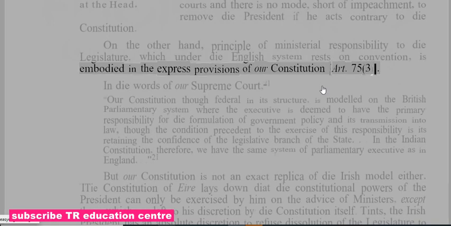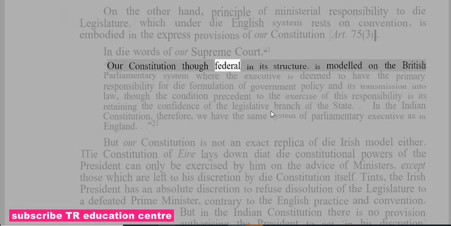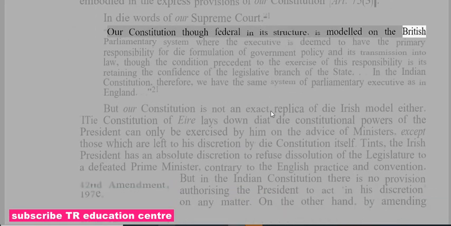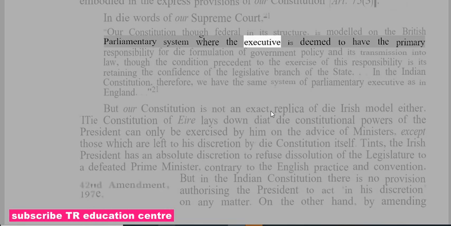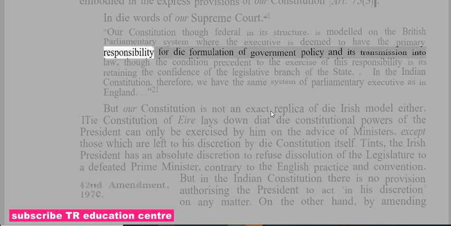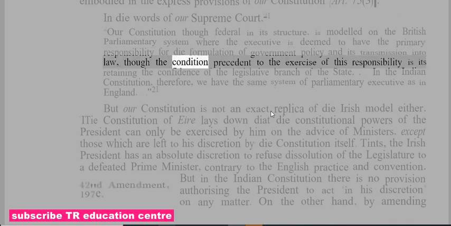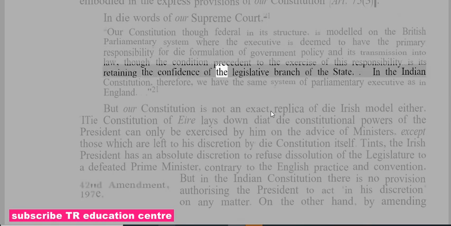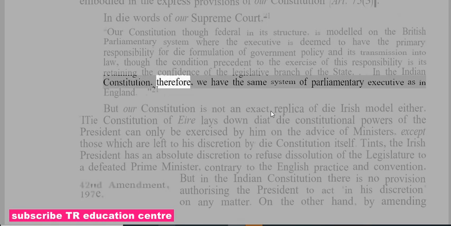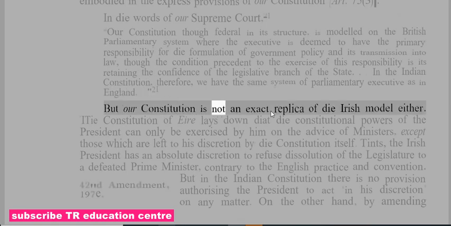In the words of our Supreme Court, our constitution, though federal in its structure, is modelled on the British parliamentary system where the executive is deemed to have the primary responsibility for the formulation of government policy and its transmission into law, though the condition precedent to the exercise of this responsibility is its retaining the confidence of the legislative branch of the state. In the Indian constitution, therefore, we have the same system of parliamentary executive as in England. But our constitution is not an exact replica of the Irish model either.